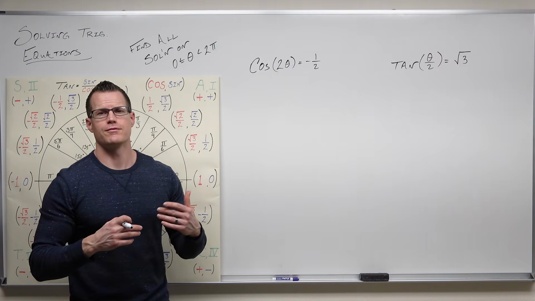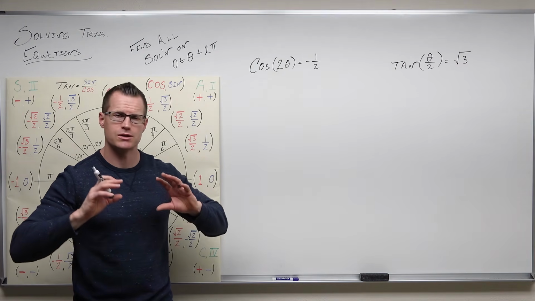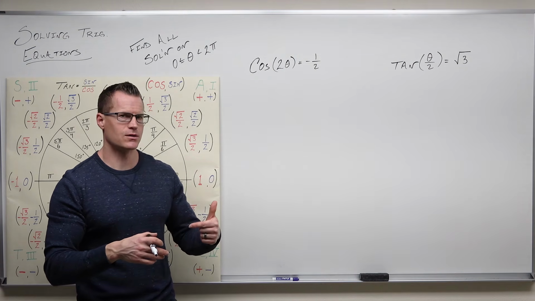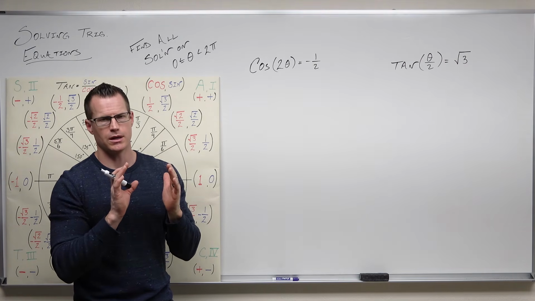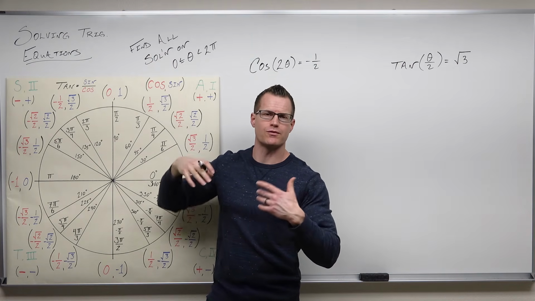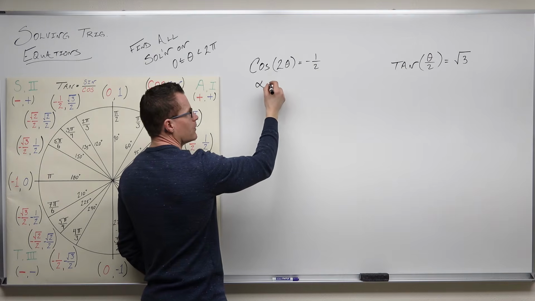But whenever you have this argument, this angle that is not just theta, just substitute it. Solve the equation like normal and then put it back. The only caveat here is that that number is going to shorten your period. So it's going to happen more often on that interval for which we find all of our solutions. So let's call 2 theta alpha.